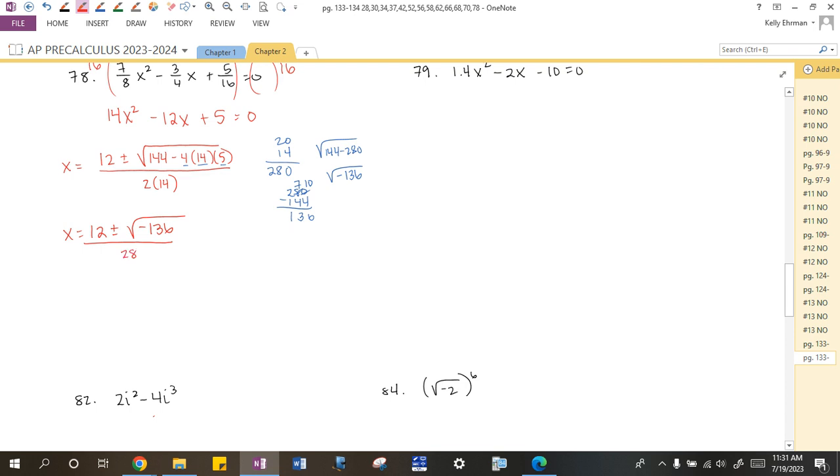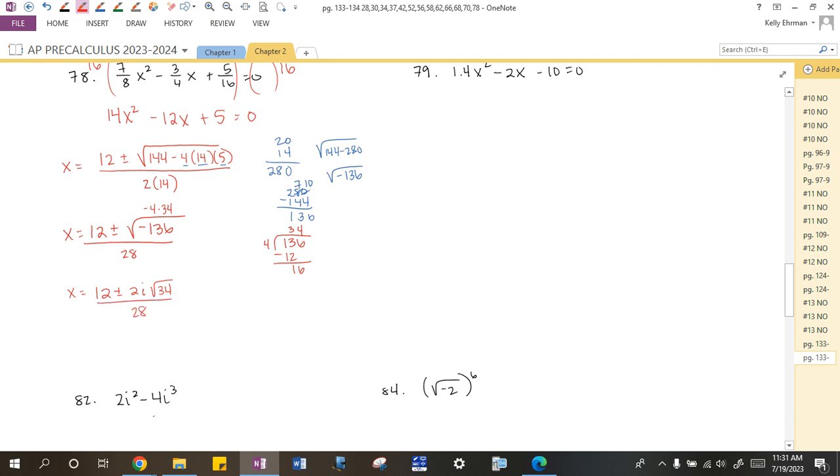Now we've got to simplify the square root of 136. If you're not sure, just start with 4. Does 4 go into 136? It can go into 13 3 times. 4 goes into 16 4 times. Yeah, so this is 4 times 34. That means I've got 12 plus or minus 2i radical 34. 34 is 2 times 17, by the way, so that doesn't simplify anymore, over 28.